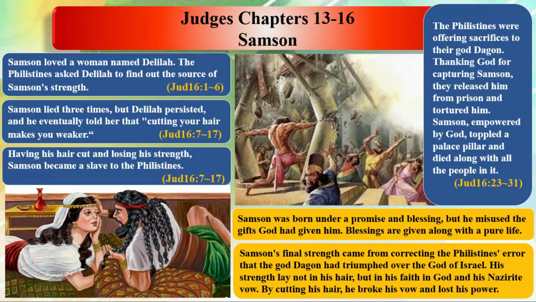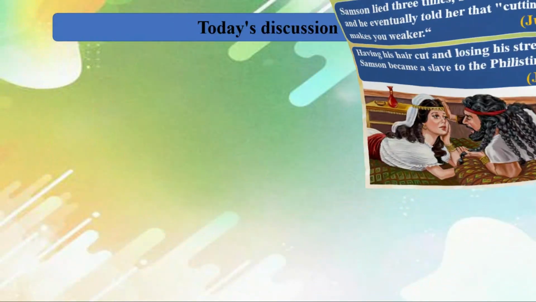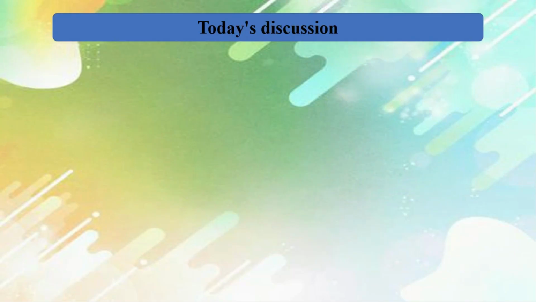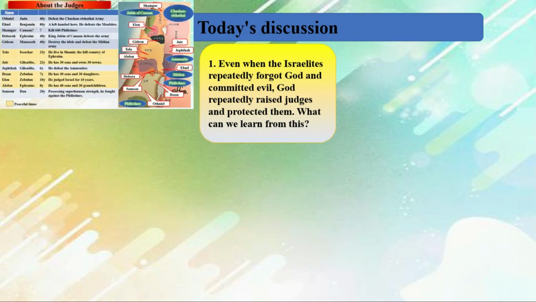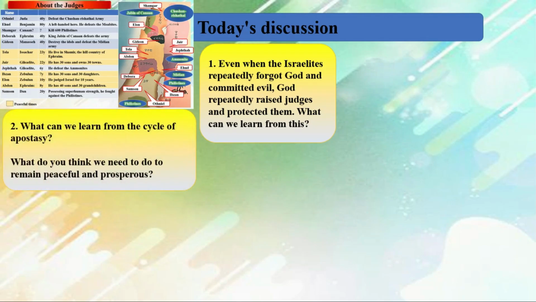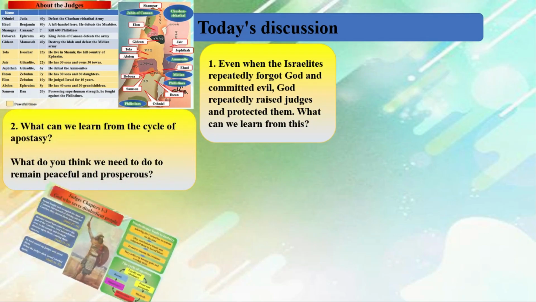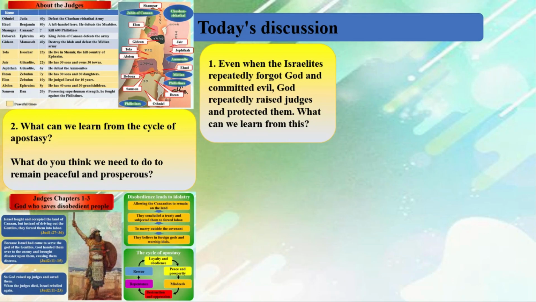Now, let's begin today's discussion. Today's discussion. 1. Even when the Israelites repeatedly forgot God and committed evil, God repeatedly raised judges and protected them. What can we learn from this? 2. What can we learn from the cycle of apostasy? What do you think we need to do to remain peaceful and prosperous?